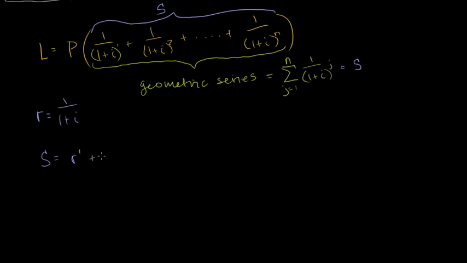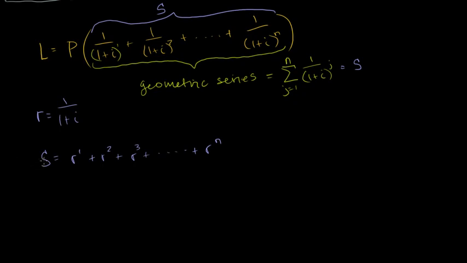So this is plus r squared plus r to the third, plus all the way to r to the n. And now I'll show you a little trick. I always forget the formula, so this is a good way to figure out the sum of a geometric series. Actually, this could be used to find the sum of an infinite geometric series if you like. But we're dealing with a finite one.